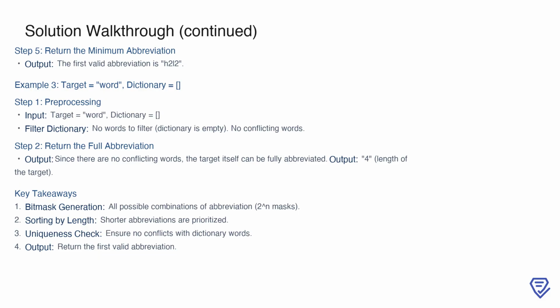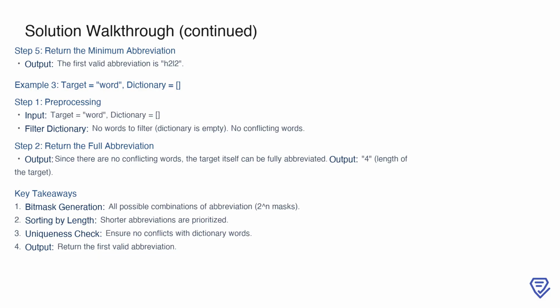In the final example, the target word is word, and the dictionary is empty. Without any dictionary words, there are no potential conflicts. During pre-processing, no filtering is needed since the dictionary is already empty. Since there are no conflicting words, the entire target word can be abbreviated. The output in this case is simply 4, which represents the length of the target.